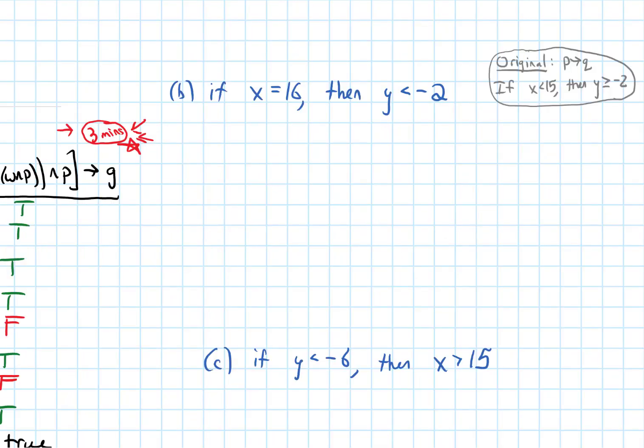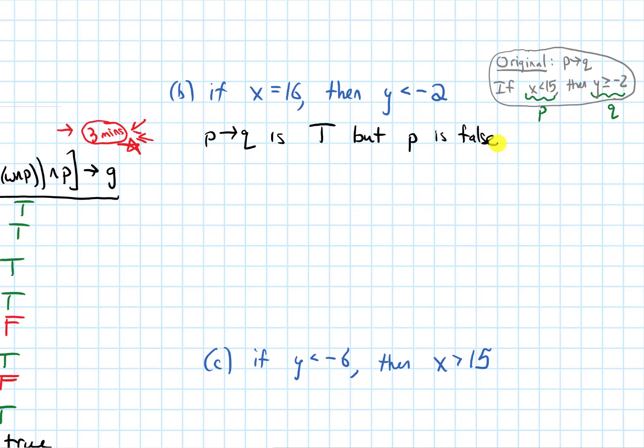Alrighty, so here is part B, which is saying if x is equal to 16, then y is less than -2. And keep in mind what the original was. That was saying if x is less than 15, then y is greater than or equal to -2. So the problem said that the implication P implies Q, this original one, is true. I'm just going to write capital T for true. But based on what we're given in part B, we're given that x is equal to 16. And if we're given that, that means the P portion is false. So P is false.